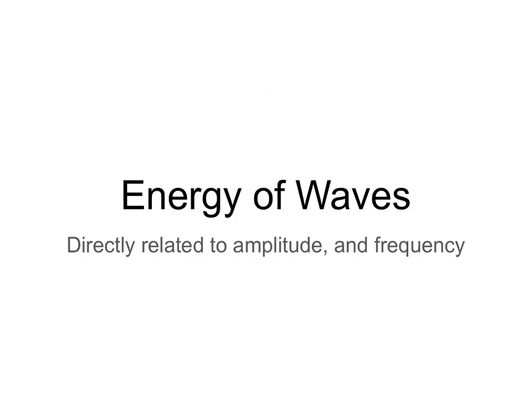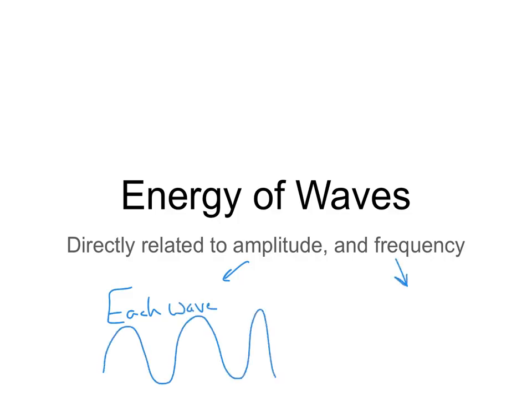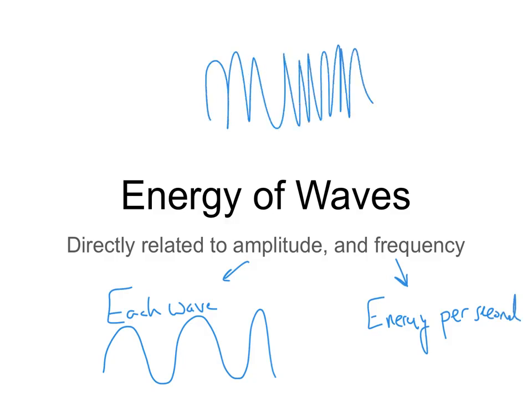And so to wrap this up, the energy of the waves is directly related to the amplitude and the frequency. The difference between these is the amplitude affects the energy of each wave. Higher amplitude means we have more energy, and the frequency affects the energy transferred by the wave per second. Because if we have a greater frequency, there's going to be more waves per second than if I have a lower frequency. Hopefully that makes sense, but I hope that this helps you understand how the properties of a wave affects the energy of those waves.